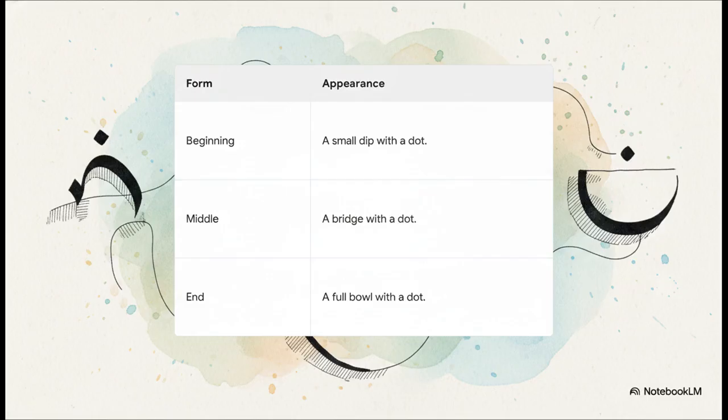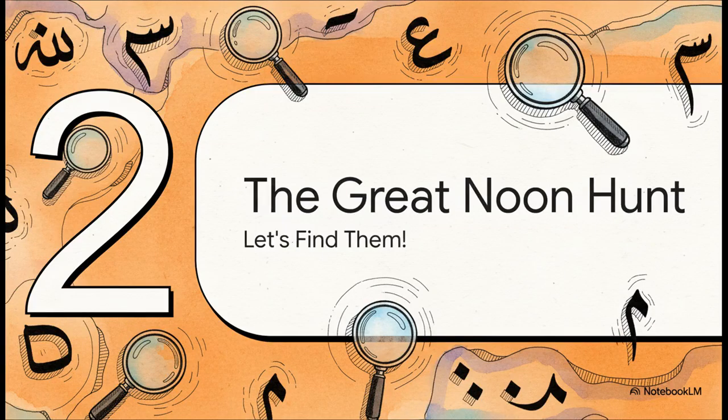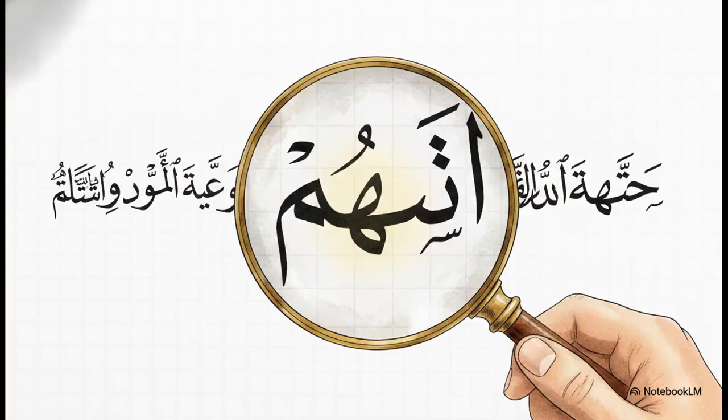Okay, I think we're ready. All right, mission briefing is complete. You know all of Noon's disguises. It is officially time for the great Noon hunt. Let's scan this verse and see how many we can spot. And bam! Right out of the gate, we've got one. See it right there? That is a textbook example of the beginning form we just talked about. Just a little dip with a dot, starting that word off.